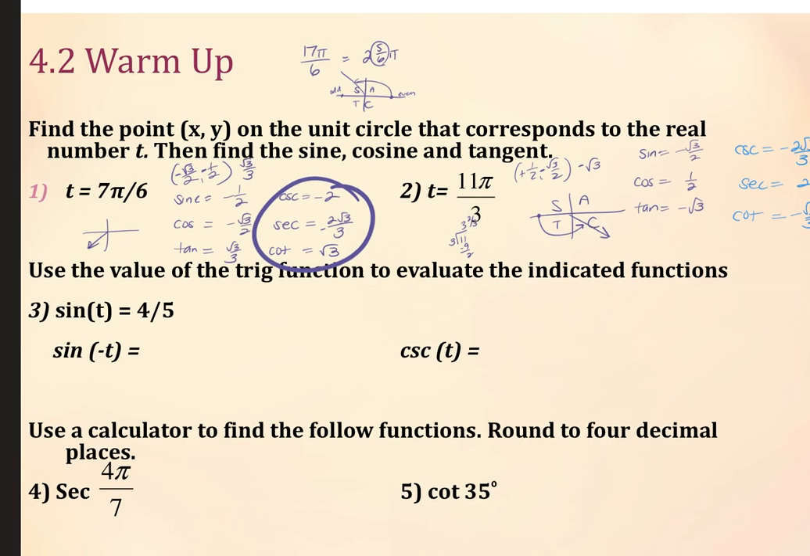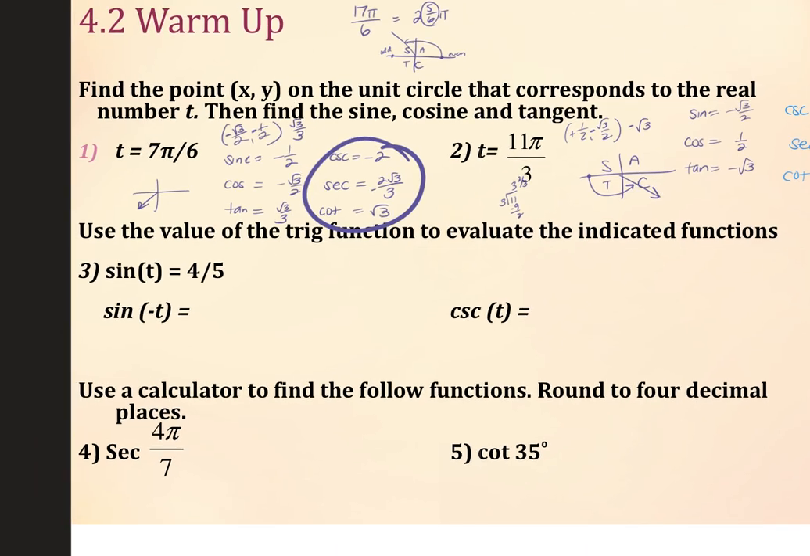All right, then came your even odd functions. So remember, the even functions mean that even if you change the sign on the angle, you don't change the sign on the trig function. The odds, you change. Evens are cosine and secant. So if I give you the tangent of t is 4/5, what would be the tangent of negative t? Do you change it or keep it? Change it. So it's negative 4/5.